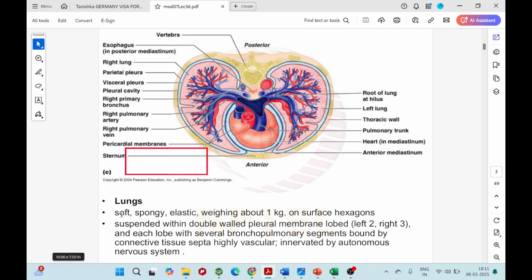The lungs are soft, spongy, elastic, weighing about 1 kg, with a surface of hexagons. These are suspended within a double walled pleural membrane. Lobed left 2, right 3, and each lobe has several bronchopulmonary segments bound by connective tissue septa, highly vascular and innervated by the autonomic nervous system.